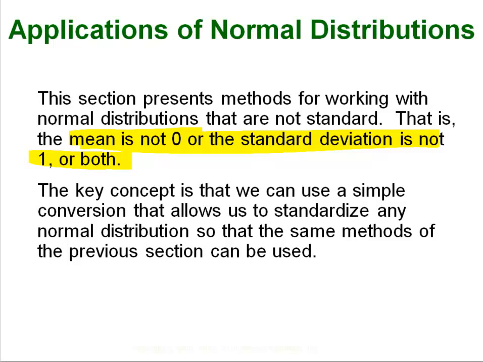But that's fine. They're still normal curves, so they still have that symmetry. They still have that 68, 95, 99.7 distribution of area. They still have the total area equal to 1 underneath the curve. But now, when we go out one standard deviation in each direction, it's no longer exactly 1, right?